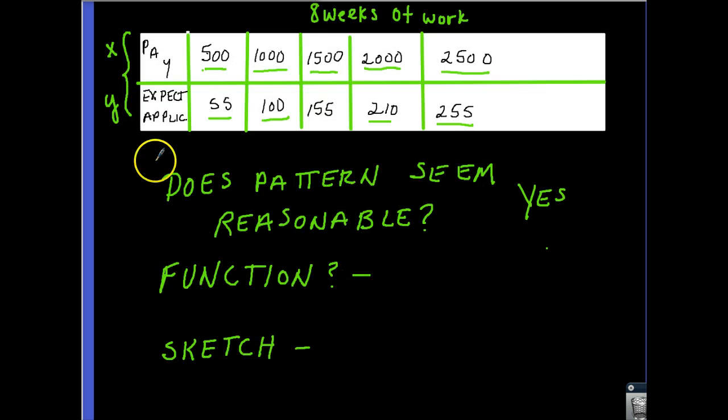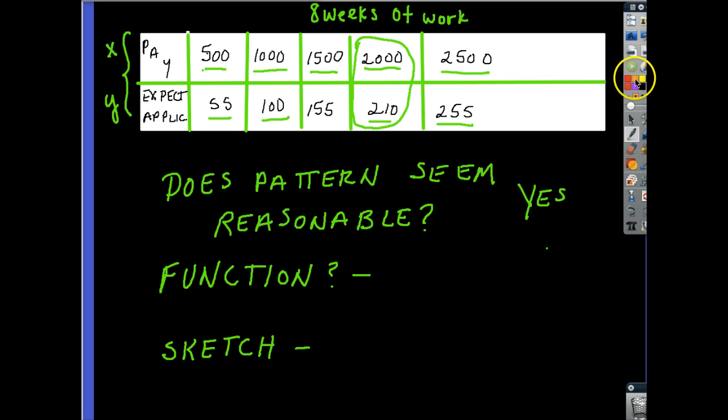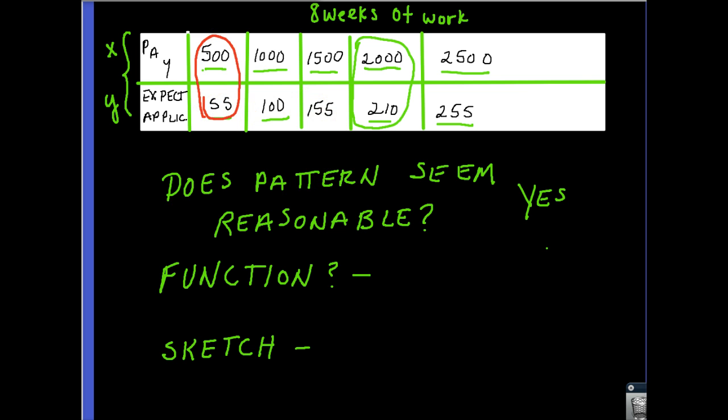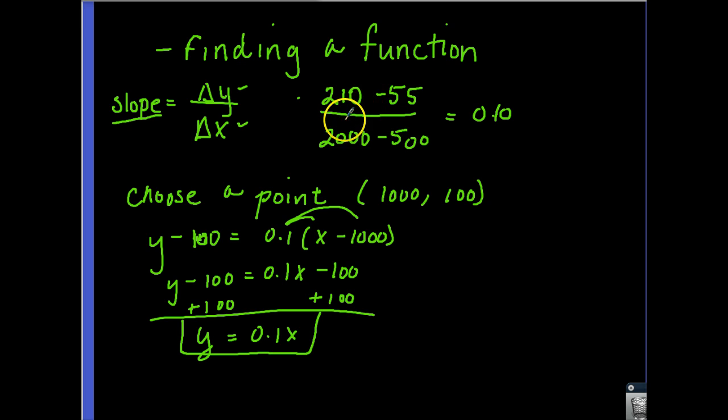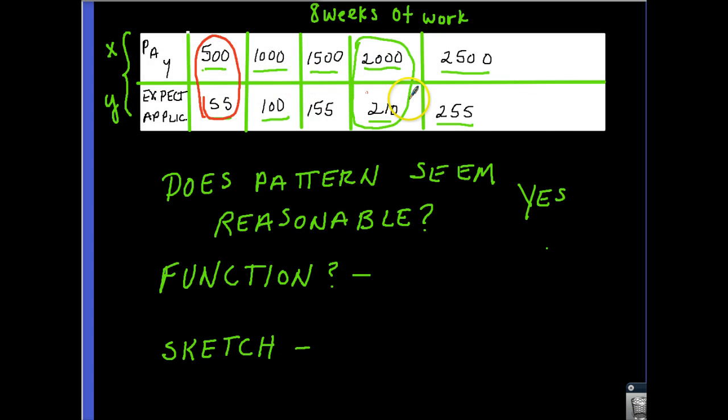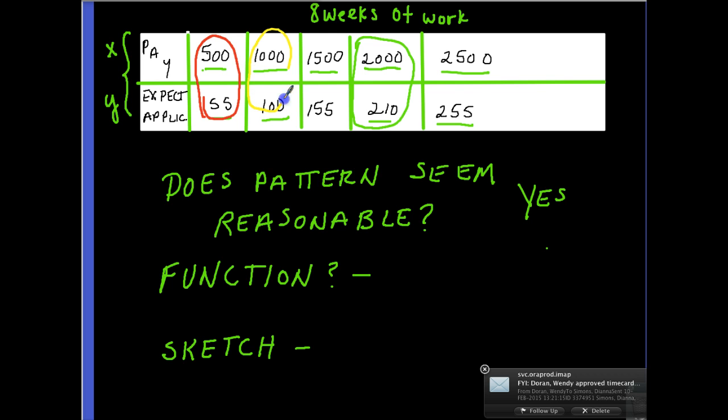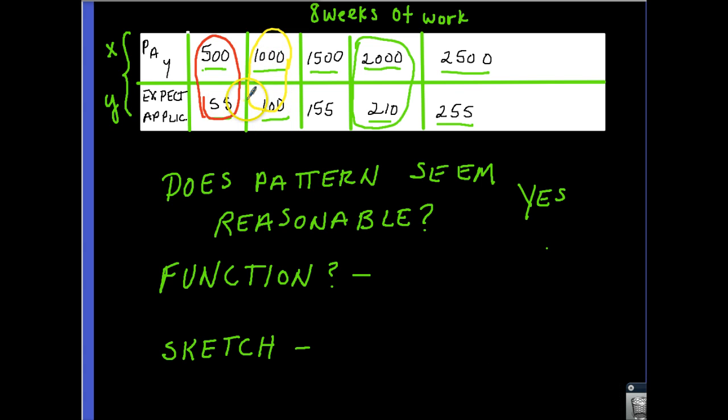So I just chose 2 points, this point and this point, and then I found my slope. So 210 minus 55 divided by 2,000 minus 500 is 0.1. So now we're going to choose a point from our bunch of points here, and I chose this one. The reason that I chose this one is because it looked to be a little bit easier than the 55 and the 110s. I always try and make it easy on myself.